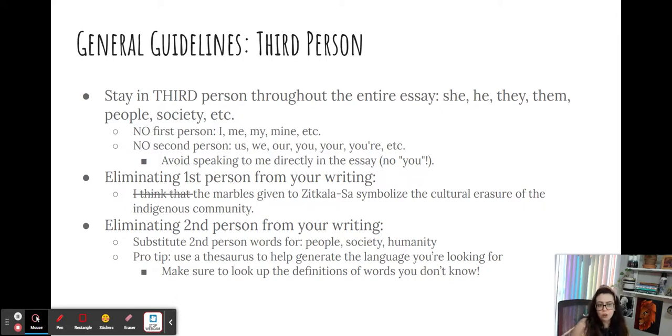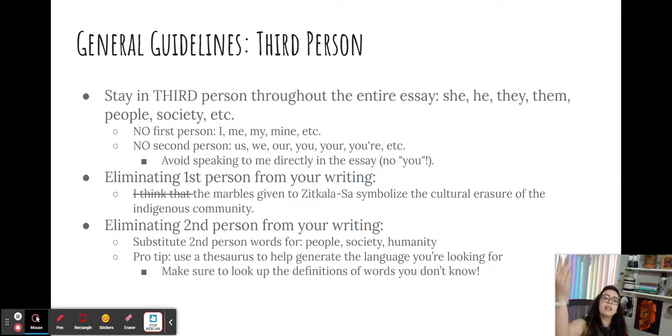Especially do not have the word you, because you, who are you talking to? Me. I'm your reader, right? So if you're saying you, you're like, you, Professor Garavito, you. And I'm like, whoa, right? And sometimes it can get a little awkward depending on what you're saying. So avoid speaking to me directly in the essay.